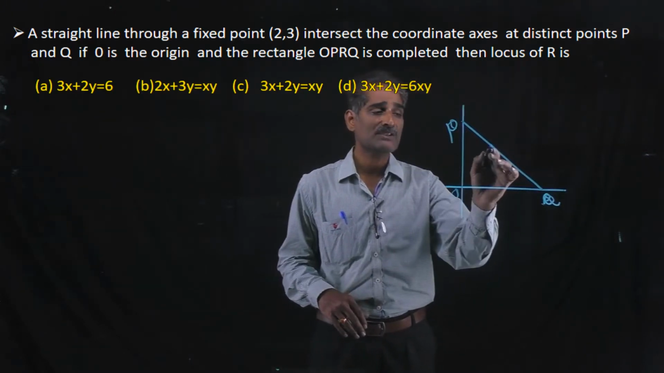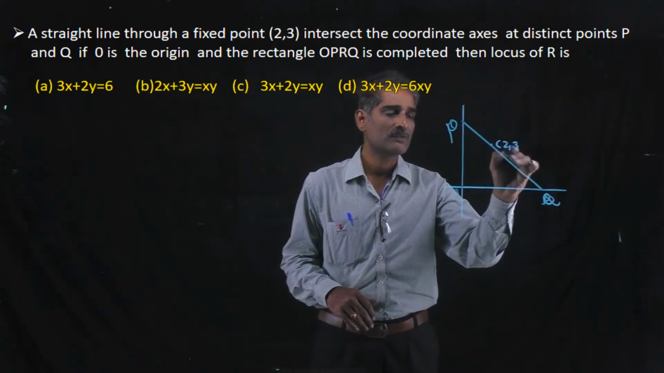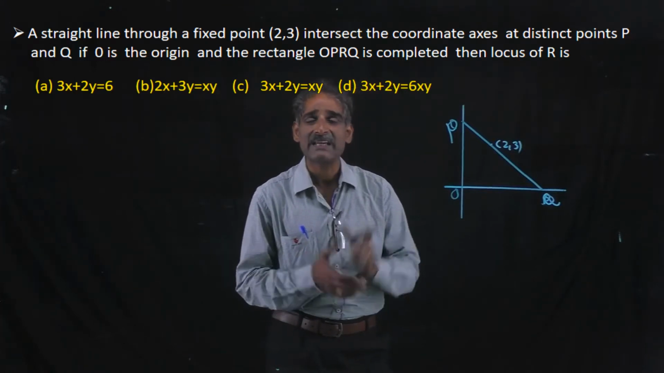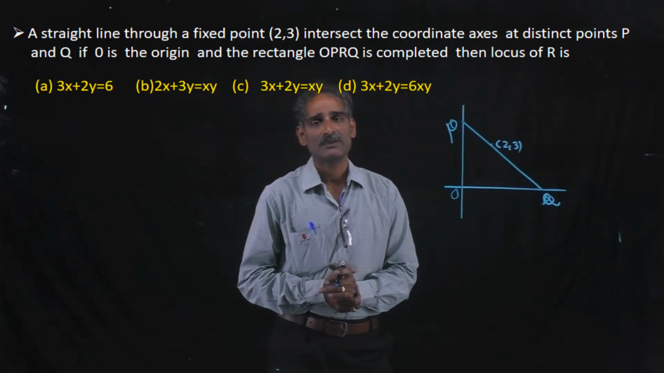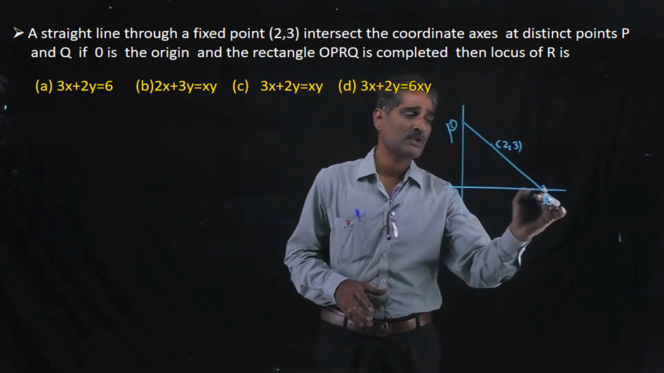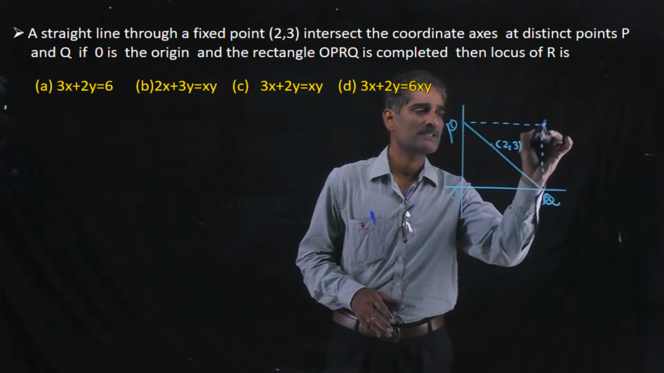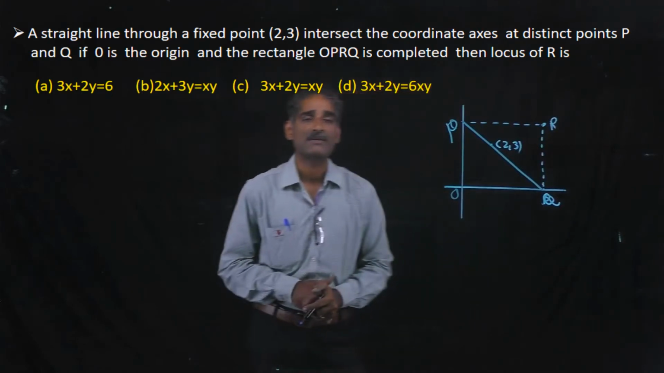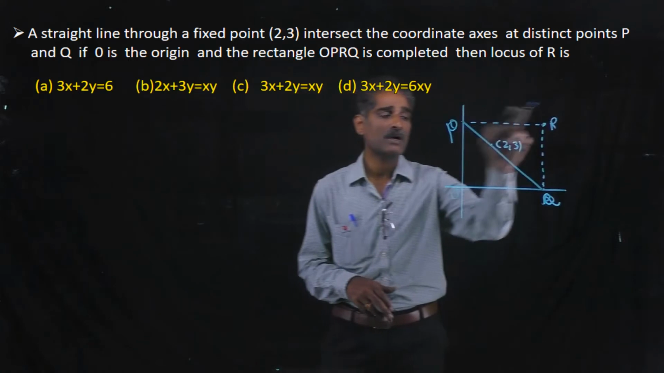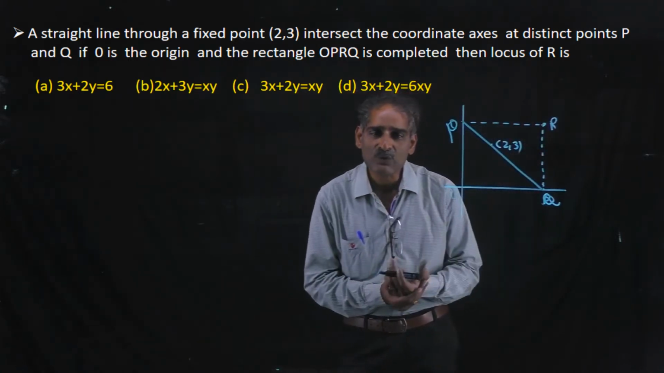So this line is passing through some point. What is the point? 2 comma 3. So OPQR is a complete rectangle. So we have to assume another point R that should form a rectangle. That means we have to assume, yes, let R be this point. Understand? OPRQ is a complete rectangle. Now we have to find out the locus of R.